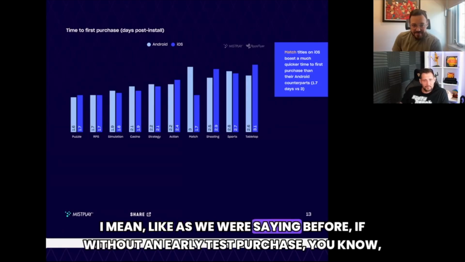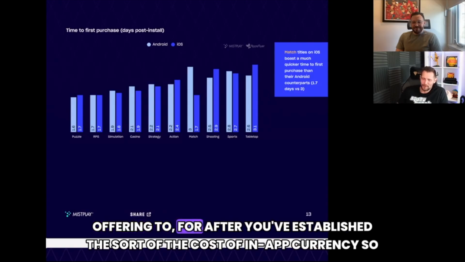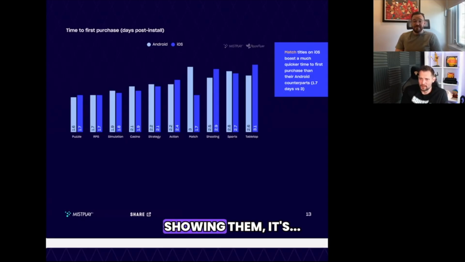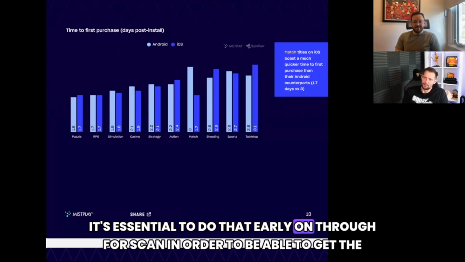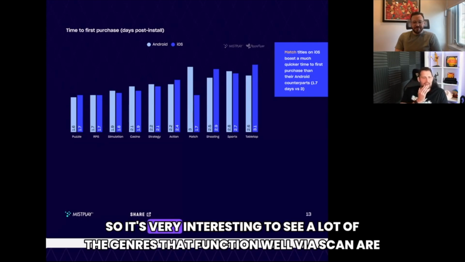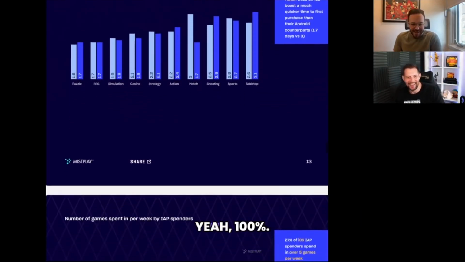As we were saying before, it's about having an early test purchase, something that is offered with clear and inherent value, after you've established the cost of in-app currency, so that the user understands the value of the very, very cheap package that you're showing them. It's essential to do that on iOS. Certainly, it's essential to do that early on for SKAN in order to be able to get the postbacks and everything else. So it's very interesting to see a lot of the genres that function well via SKAN are actually doing that, and you can see that they're doing it. And that's why they're functioning well. Exactly. Yeah.